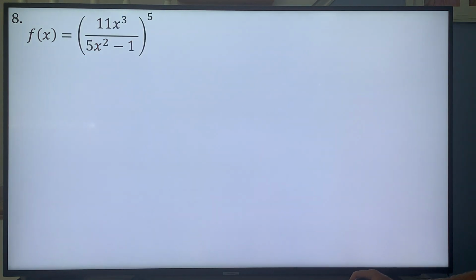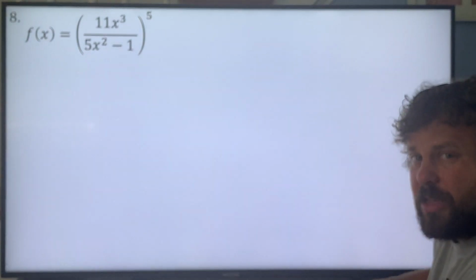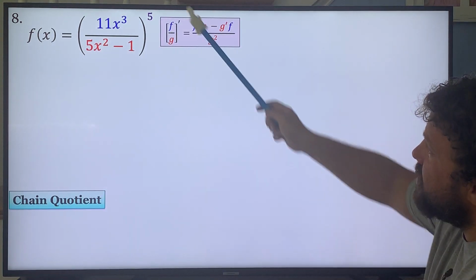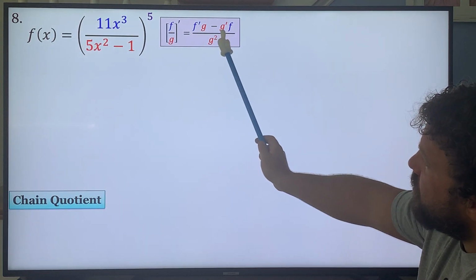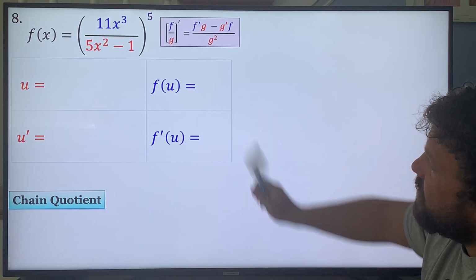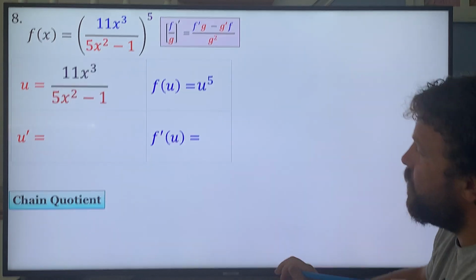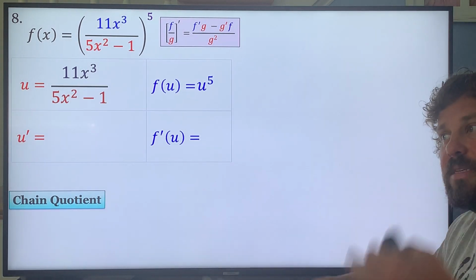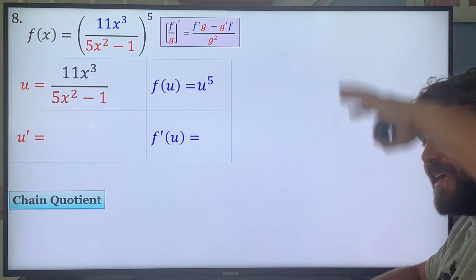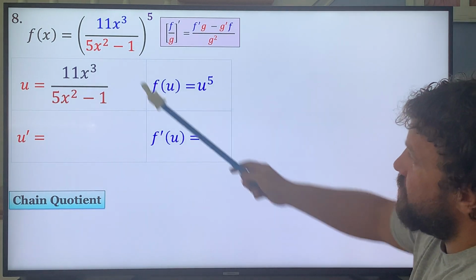Soak it in. All right, problem number 8. A little different. What's the difference here? What are you going to start with? Well, you're raising something to a power. So do you start with the quotient rule? No, you actually start with the chain rule. So my u is everything inside. My f of u is everything inside, which is turned into a u to the fifth power. How do you know the difference? Well, when you raise everything to a power, that's when you start with the chain rule. When you have something raised to a power inside a division problem, that's when you start with the quotient rule.